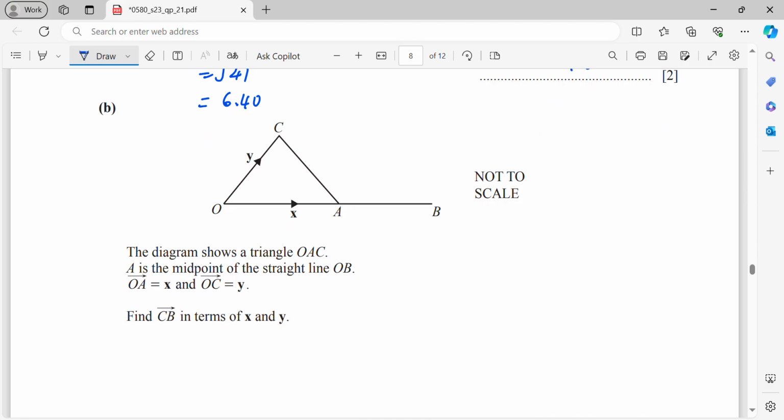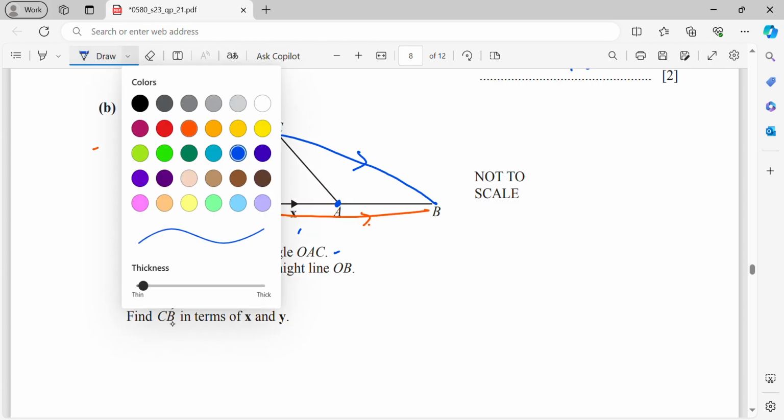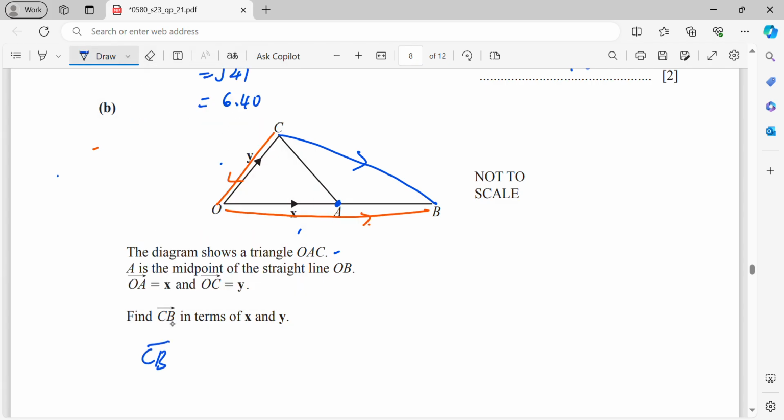Now for part B, the diagram shows a triangle OAC. A is the midpoint of OB, OA is x, OC is y. Given these two vectors, find CB. So I can just draw a line joining C and B. This is CB. So basically CB is CO plus OB. From here I will just write CB equals CO plus OB.